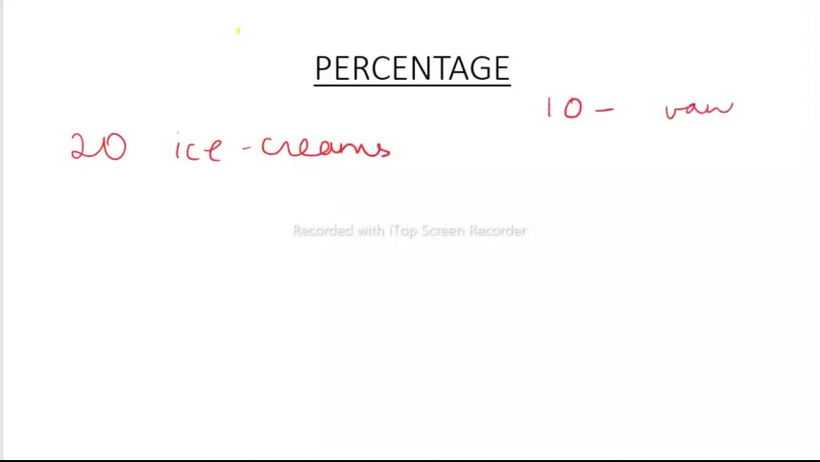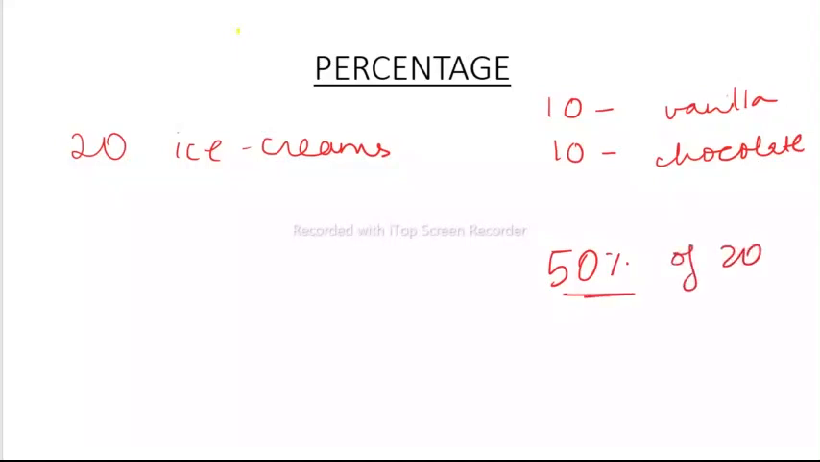10 of them are vanilla and the remaining 10 are chocolate ice creams. Okay? So if I say that 10 of these 20 ice creams are of vanilla flavor, then that means that 50% of these ice creams are of vanilla flavor, correct? Why 50%? Because I know that 50% is half, right?